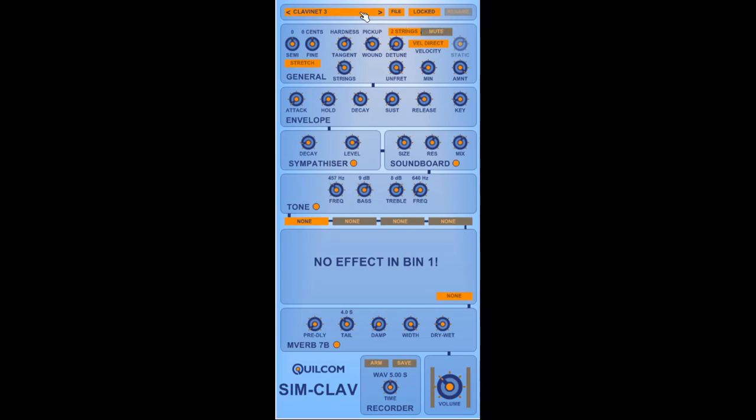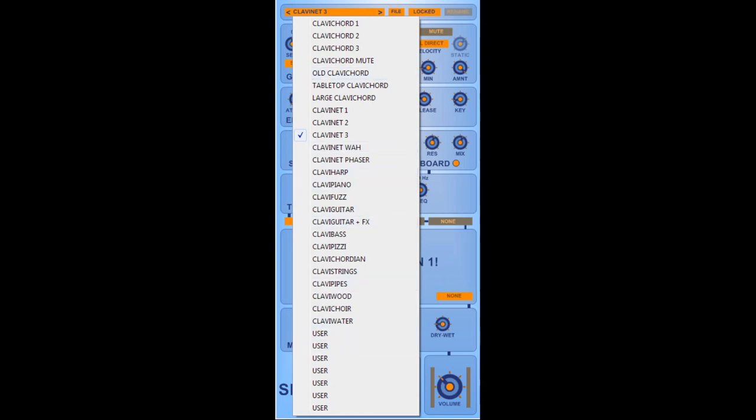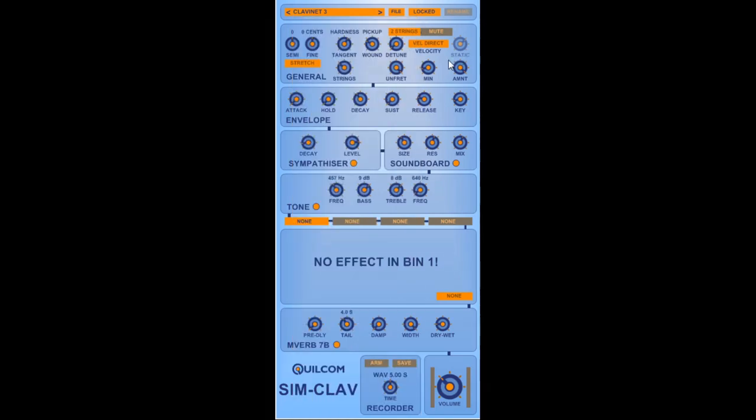At the top is the preset manager, and there's a range of presets to get you started there. Then we have the general panel, which is where you set the main timbre of the instrument. Next down is the envelope generator, and this does a lot more behind the scenes than just control the amplitude. It's also where you can set the key action sound. The sympathizer simulates sympathetic resonance between the strings that aren't currently sounding. The soundboard simulates the enclosure of an acoustic instrument, and it's also useful on the electric instrument for affecting the sound of the pickup.